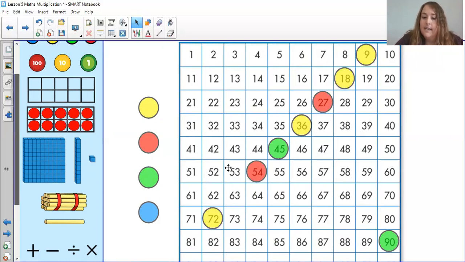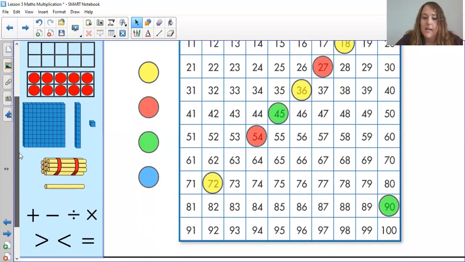So if I know 6 times 9, I know 12 times 9, so I can double that answer. So 4 add 4, or 4 doubled is 8. 50 add 50, or double 50 is 100. So I'm looking at 108.